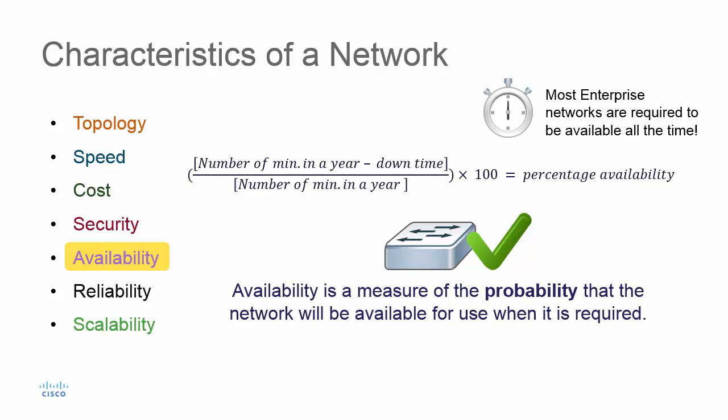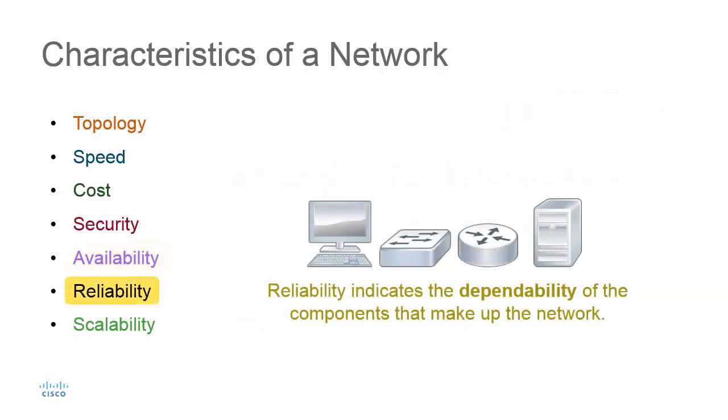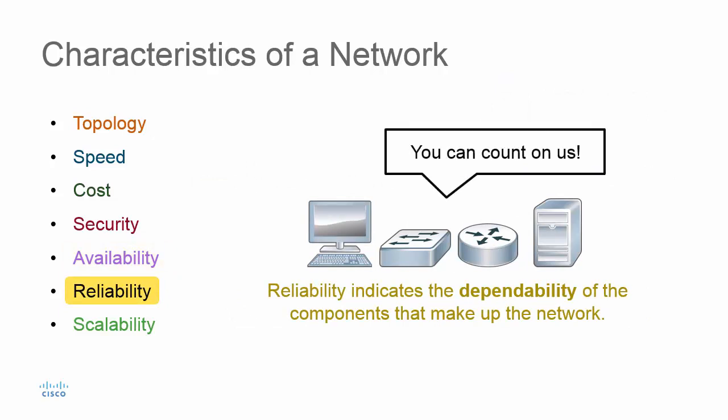When it comes to availability, you will hear people talking about the number of nines. 2 nines means 99%, while 4 nines means 99.99%. Another thing is reliability. Reliability indicates the dependability of components that make up the network, such as routers, switches, PCs, and servers.